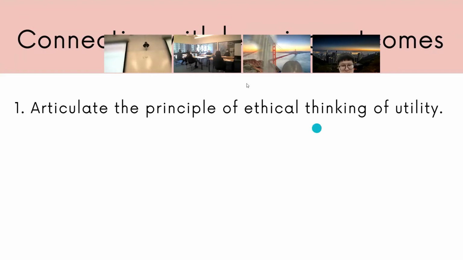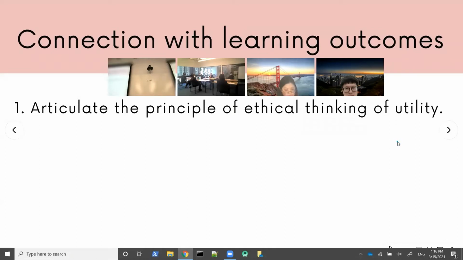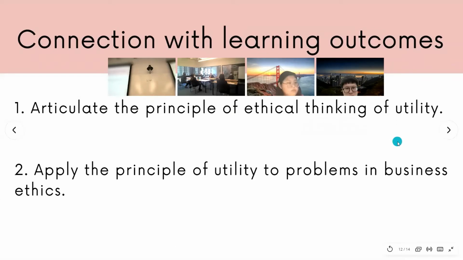So the connection of the learning outcomes and all the research we've made from the Harvard Business Review is two principles: the principle of ethical thinking of utility, and the second is the principle of utility applied to problems in business ethics.